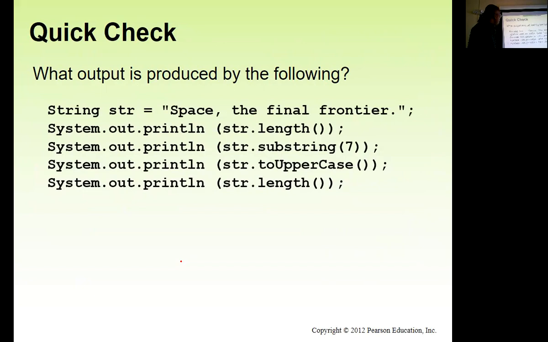So here's another example that I want to use as a quick check. Let's say we have a string str that is assigned " defined on the frontier". What would I get from str.length? Which is what will be printed out?